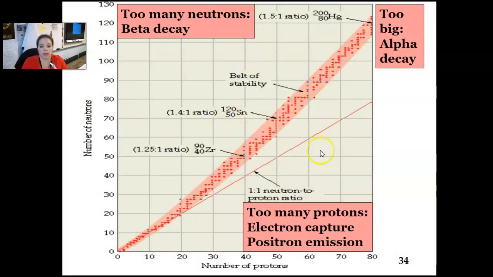All right, so looking at this, what's probably going to happen? When they get up here, they're too big, they're going to alpha decay. Once they get over 82, they're going to just want to hurl out the helium. Too many neutrons, you're going to want to beta decay. Too many protons, you've got a choice. You're either going to have electron capture or positron emission.